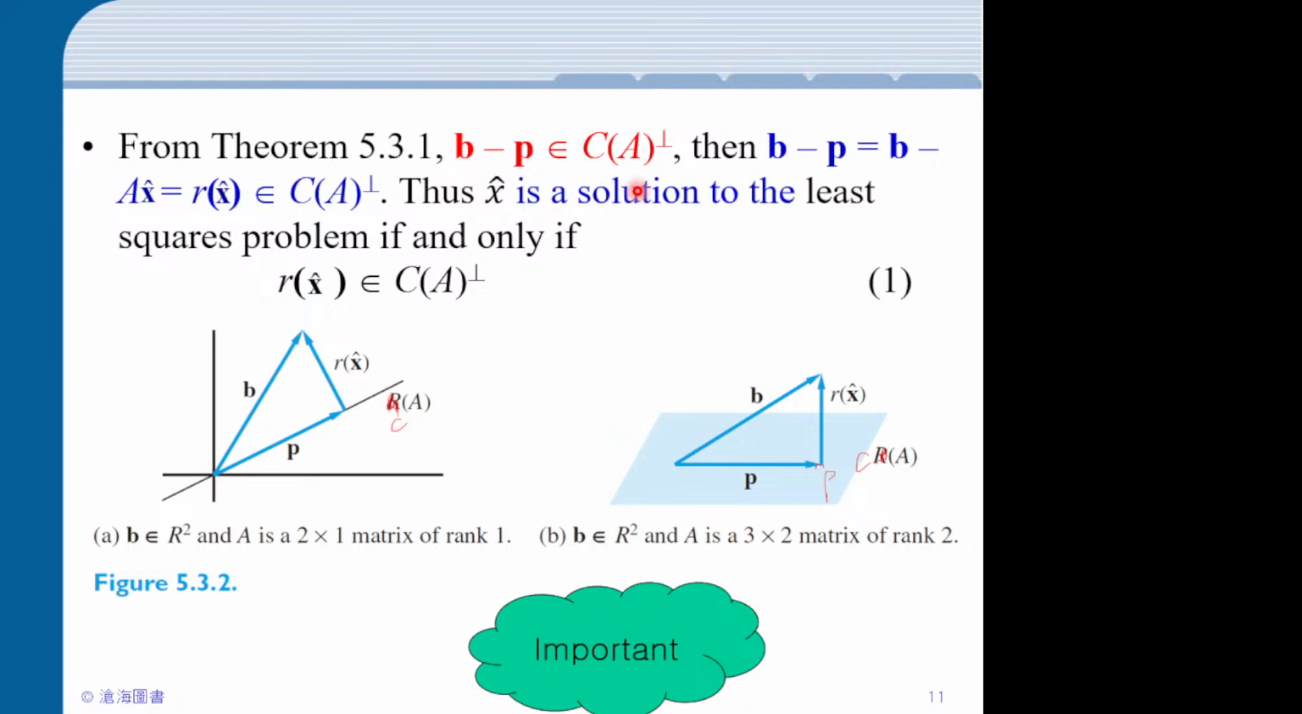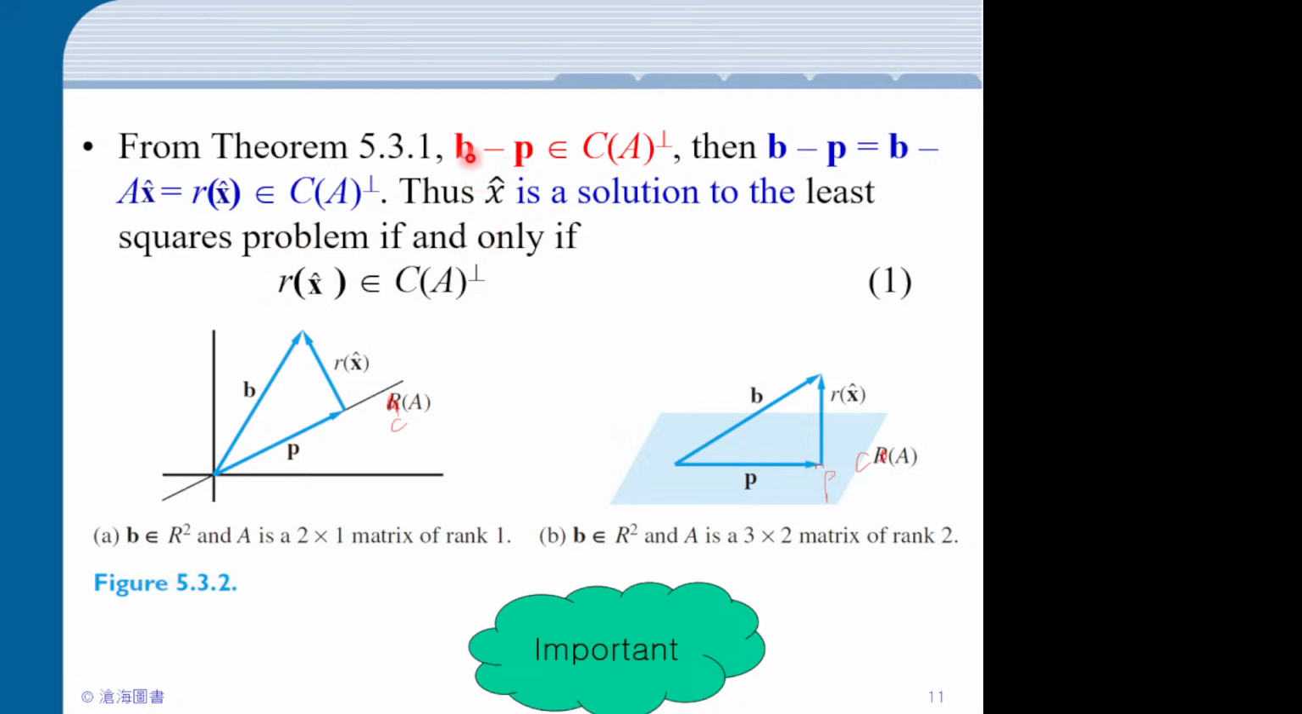And yeah, we see that by our characterization before, we want this. Obviously b minus p is just this residual of x, and we want to minimize this residual of x, and it's inside the dual of C of A. Okay. And yeah, so finally we find this condition.